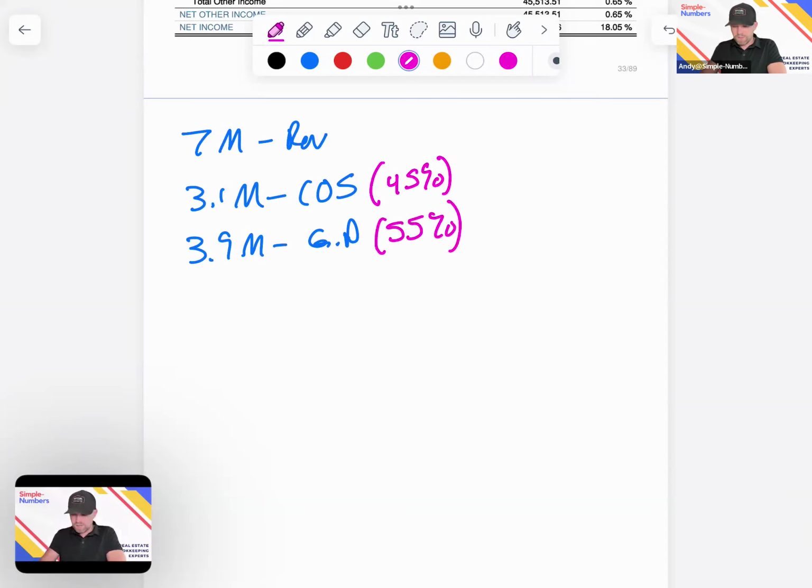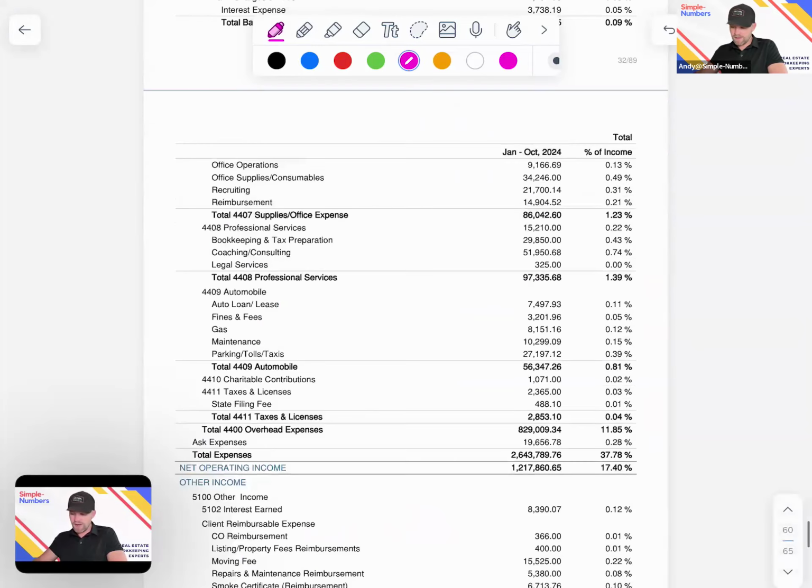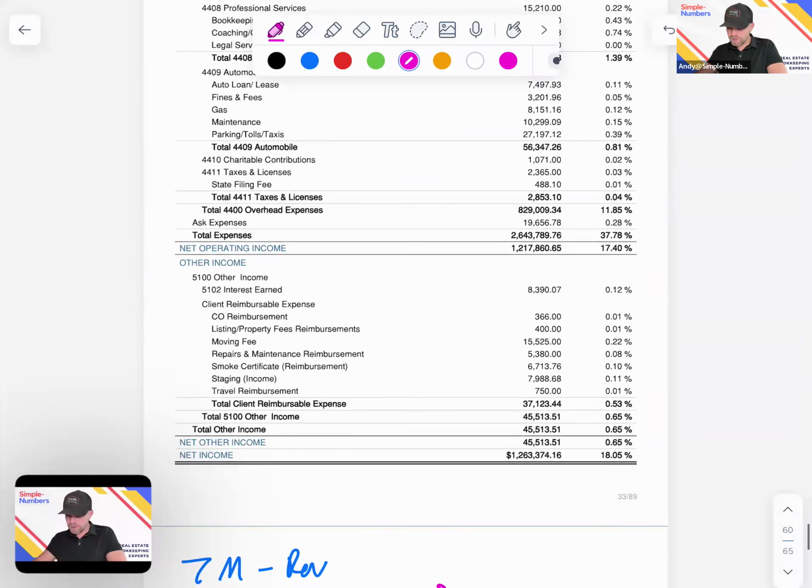So number one, if you think you can't build a big team, high producing team, and maintain under 50% cost of sale, here's proof that you can, right? But the question becomes, how do we do that? Okay, how do we do it? Well, let me show you. By the way, the net profit is close to 20%.